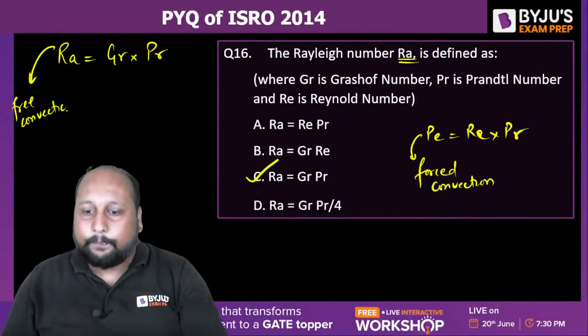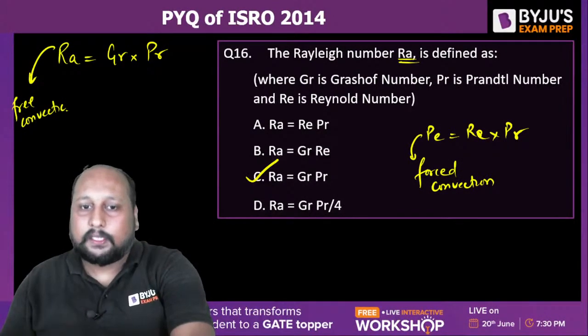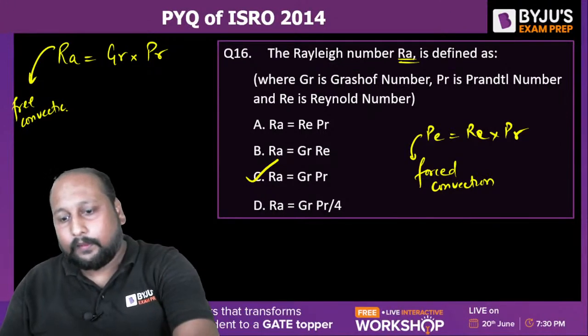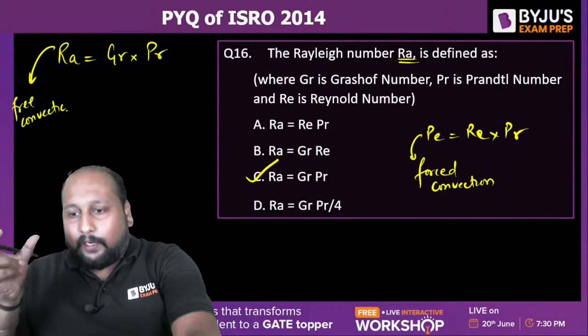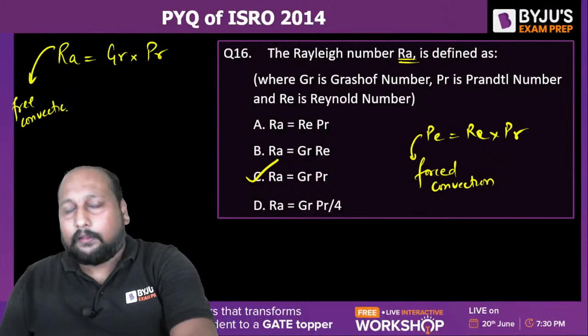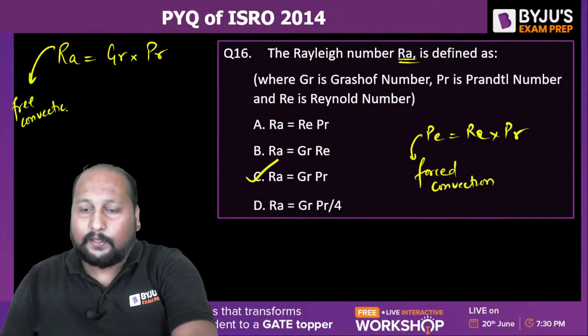Okay. Chale. Next question, 17th on the screen. Is this clear? This one is different. Hai na? Values ki baat kar rahe.